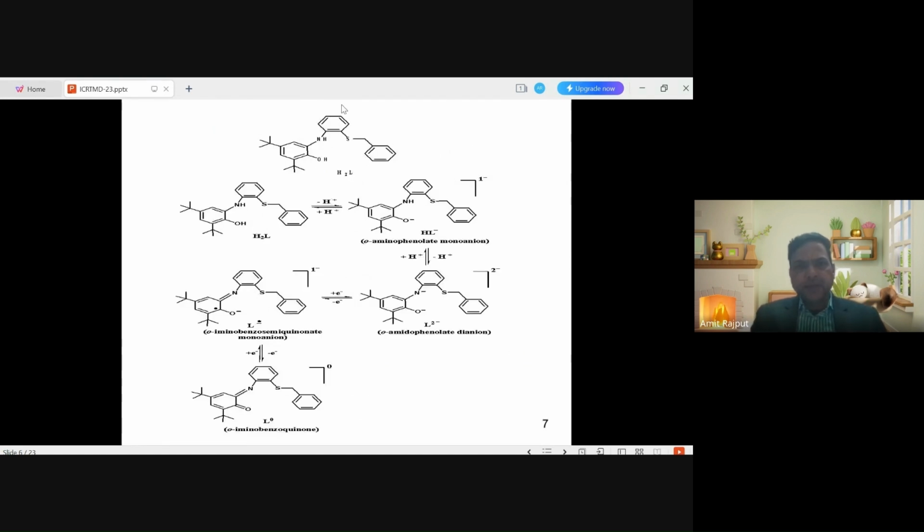And this ligand is reported in the literature. This is a tridentate ligand, oxygen, nitrogen, and sulfur. So it will behave like a tridentate or bidentate depending on the situation, on which metal it is going to bind. So this is the redox scheme of this ligand.